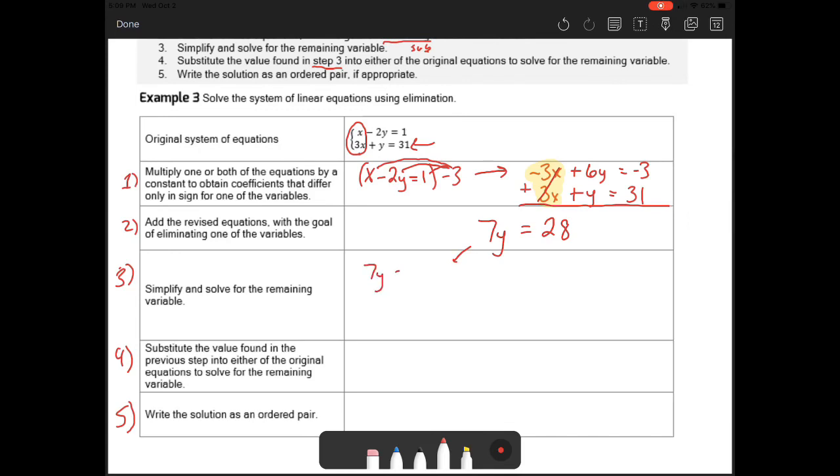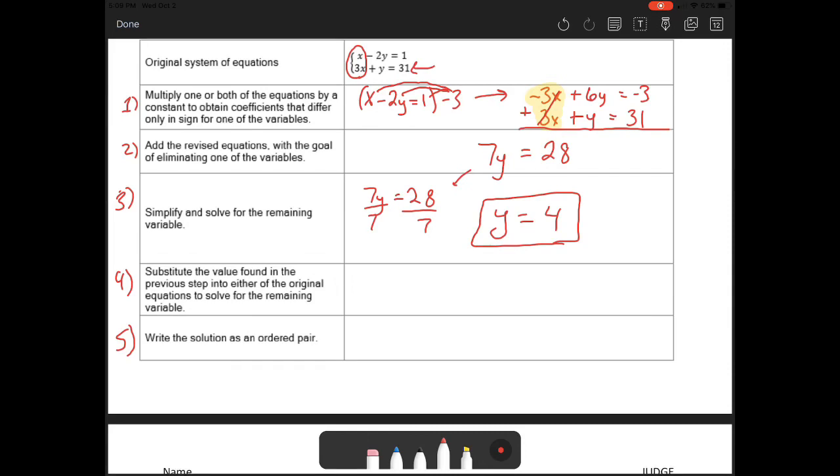So then I get on to step 3, and I'm going to take this equation, 7y equals 28, and I'm going to simplify and solve for that variable. So I'm going to try to get y by itself. I'm going to divide by 7, and I get y equals 4. So that's my answer right now.